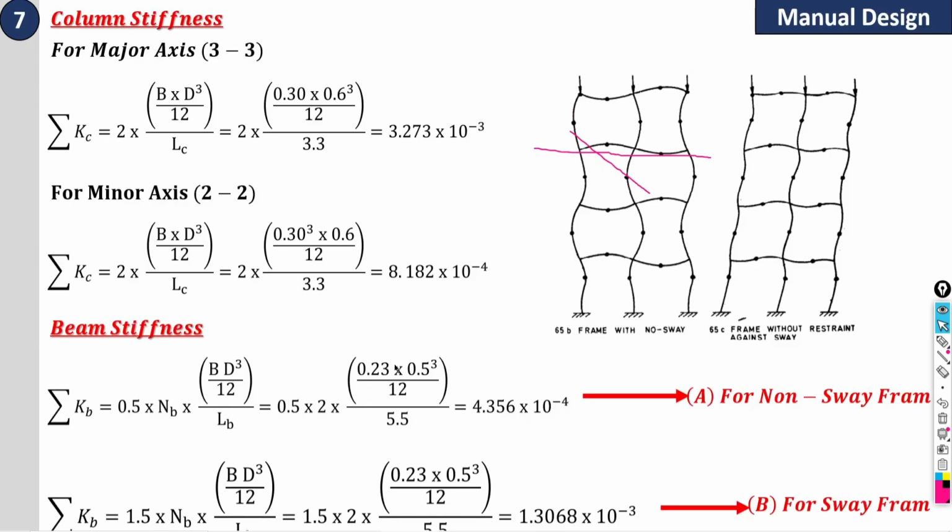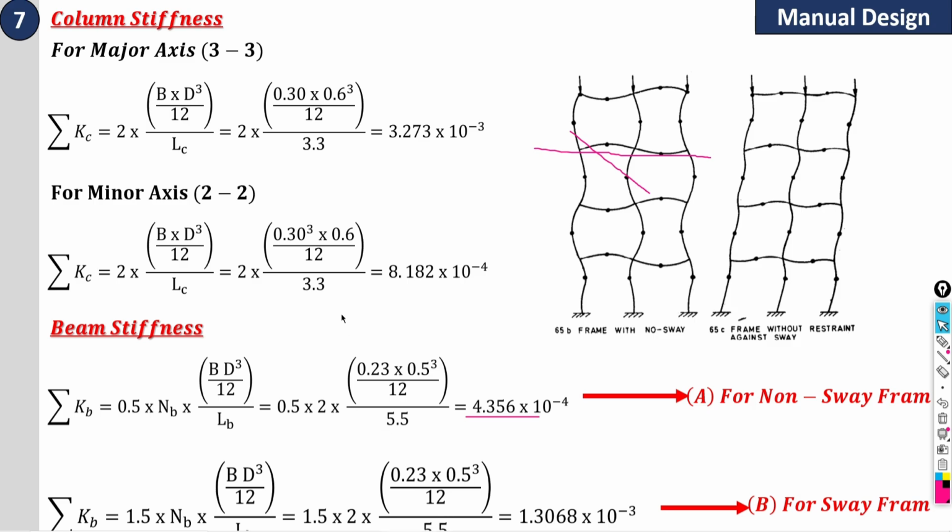So stiffness as summation of the stiffness for that particular joint in a particular direction, for the non-sway. For the non-sway, the formula they have recommended with a 0.5, 1 by 2. So after doing this calculation, we are getting the value of 4.356 into 10 raised to minus 4, and for this sway condition they have recommended to multiply it by 1.2 multiplied by 2 as 0.23, 0.5 cube divided by 12 divided by 5.5 length span of the beam.